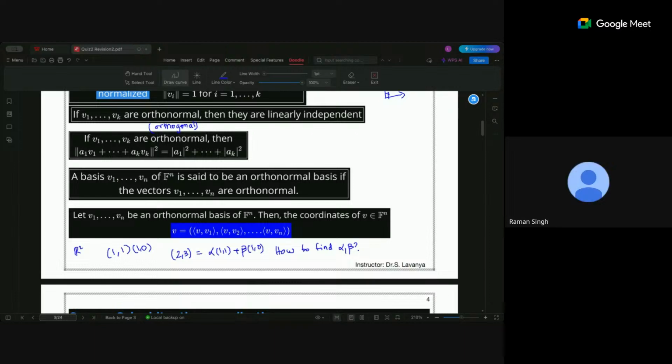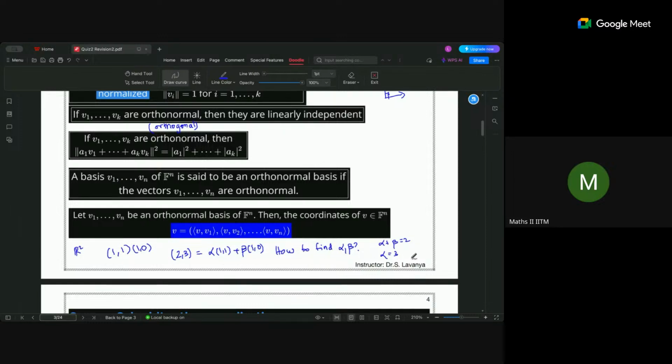Ma'am, we just multiply and equate them. Yes, you have to solve the system, right? So you have a system of linear equations, that is here alpha plus beta equal to 2 and, sorry, not alpha minus beta, just alpha is equal to 3, right? So you have the system, then you solve this. Whatever is the basis, you have this process: you have to solve a system of linear equations.